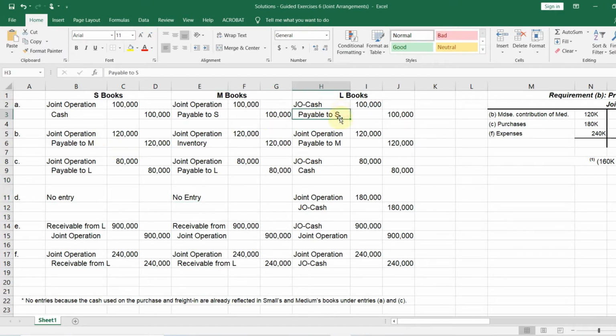So, dito, just debit joint operation, 180,000, credit JO cash, 180,000. So, tanggal na agad si JO cash kasi wala na siyang laman, pero meron na lang kung lalamnan siya ulit. Okay? Then we have letter E, transaction.